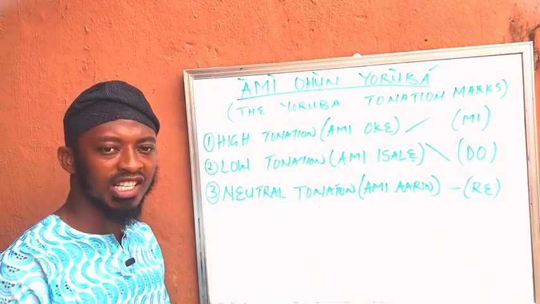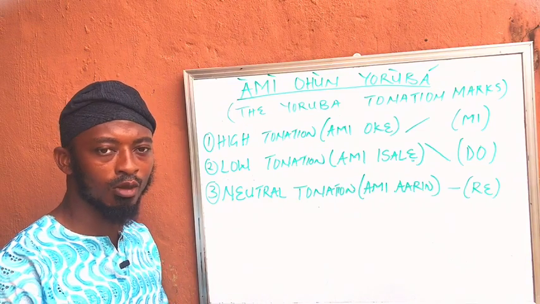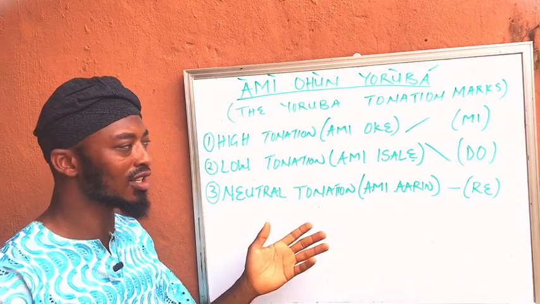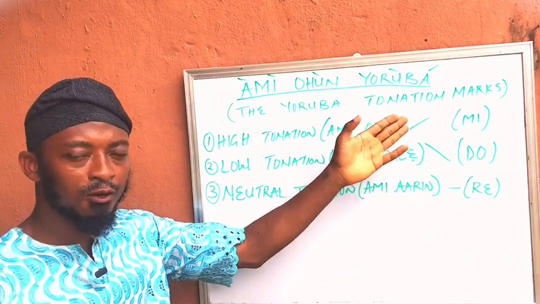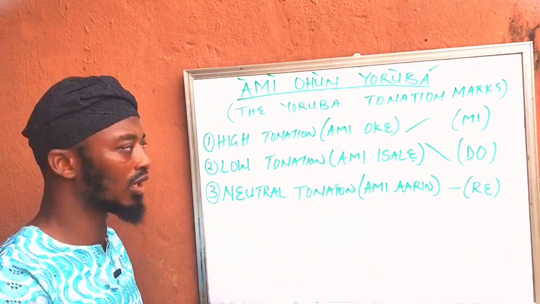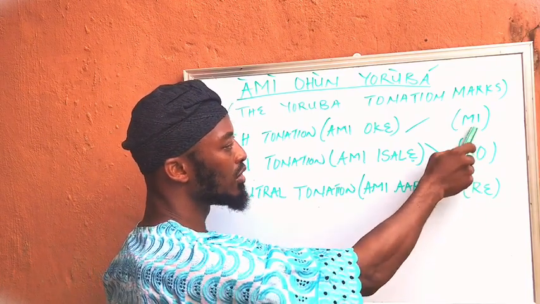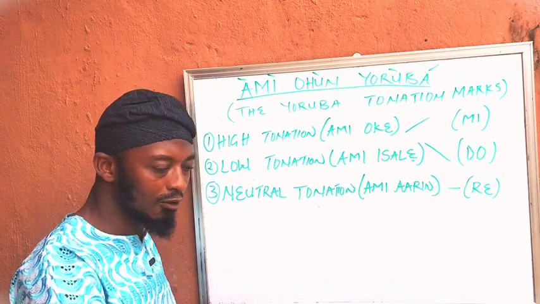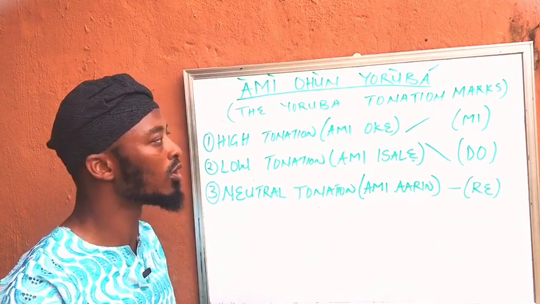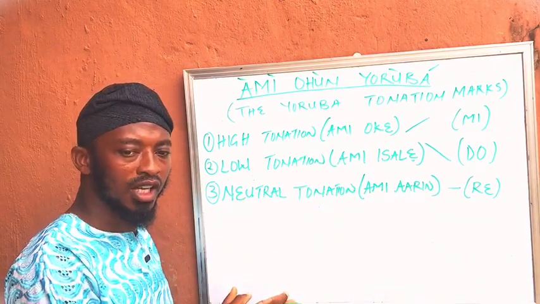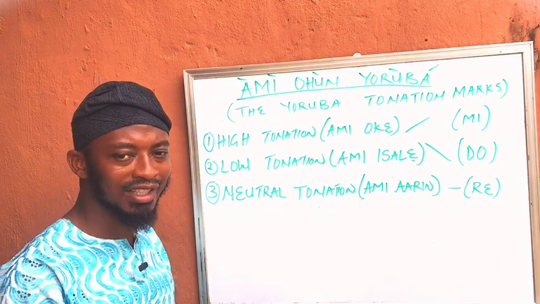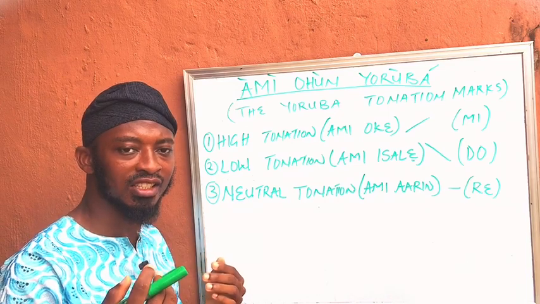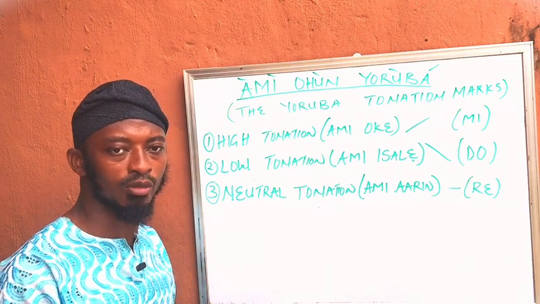Now, if you are conversant with music, when you're learning your musical notes, you start with do, re, mi, fa, sol, la, si, or something like that. So we just need the first three. That is the Yoruba tonation marks. We have do, re, mi. Do is going down, re is flat, and mi is going up. Once you know your alphabet and you know these three marks, it's easier for you to read, or when someone is dictating, it's easier for you to write in Yoruba language.